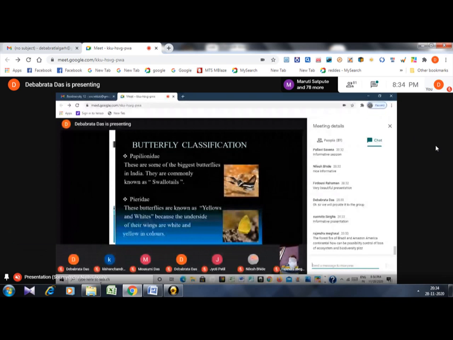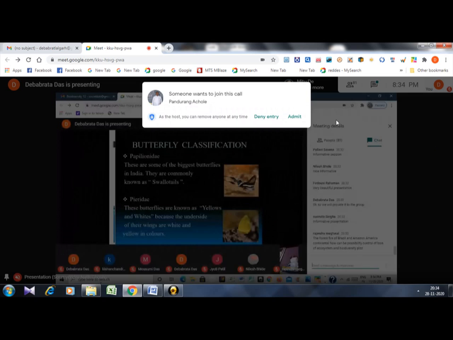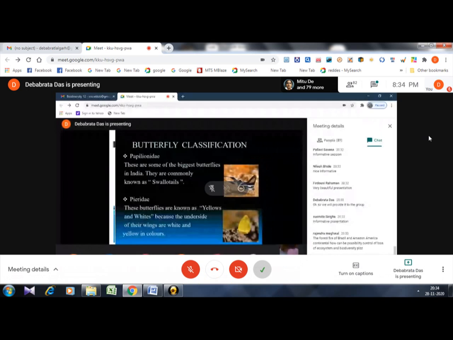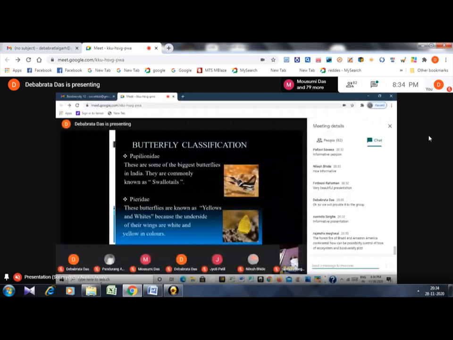Then we come to yellows and whites. Why yellows and whites? When these butterflies close their wings, the underside of their wings is mostly yellow and white in color. But it can also have red or black markings or white markings. But the base color is yellow. And these are very small butterflies and very delicate also.